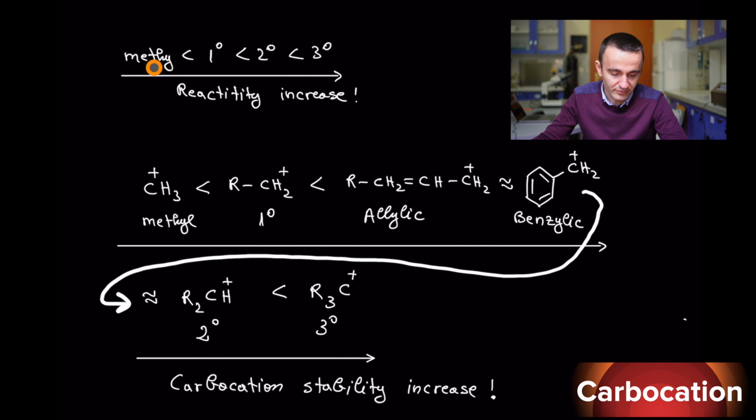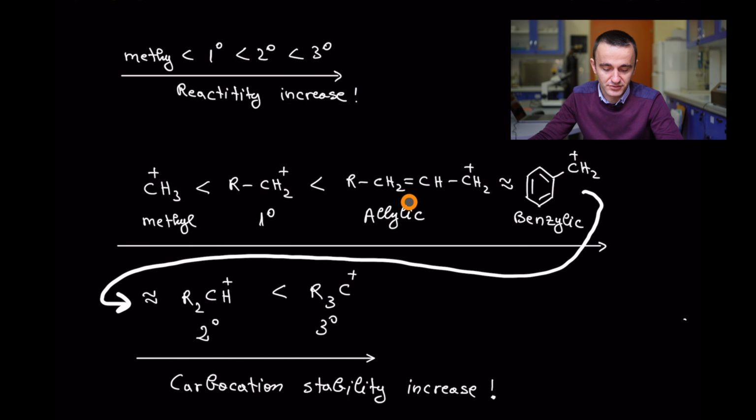In terms of substrate reactivity, of course, tertiary and secondary are the best for SN1 reactions. But allylic and benzylic also give SN1 reactions. Something to note here is that allylic and benzylic can also undergo SN2 reactions, but this is a topic that I will discuss in a future video.